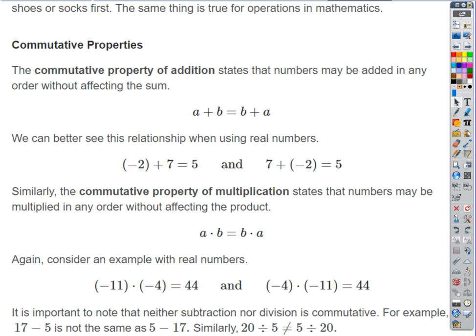So the commutative property of addition just says that if I'm adding up two things, it doesn't matter the order in which I add them. I can commute the positions of the things that I'm adding. So A plus B is the same as B plus A. 3 plus 4 equals 4 plus 3, right? Same for multiplication. If I'm multiplying two things, I can commute the order. A times B equals B times A. 3 times 4 equals 4 times 3. Does that work for subtraction? No, it does not.